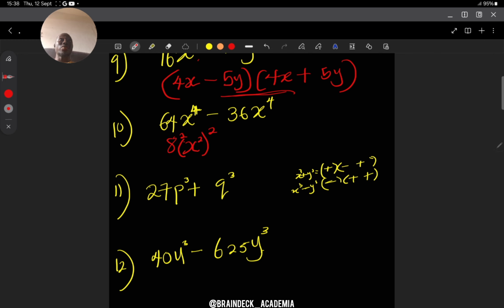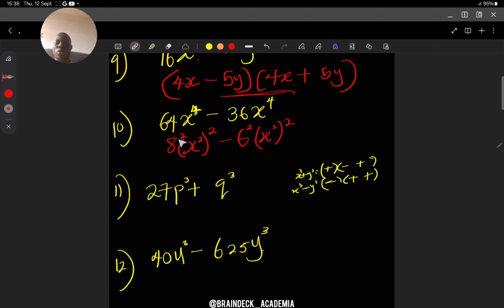So I just want it to look like a difference of 2 squares. Then this one will be 8 squared, then x raised to the power 2, bracket 2. Now that it looks like a difference of 2 squares, well, now it doesn't really look like a difference of 2 squares yet, but how do we make it look like that?